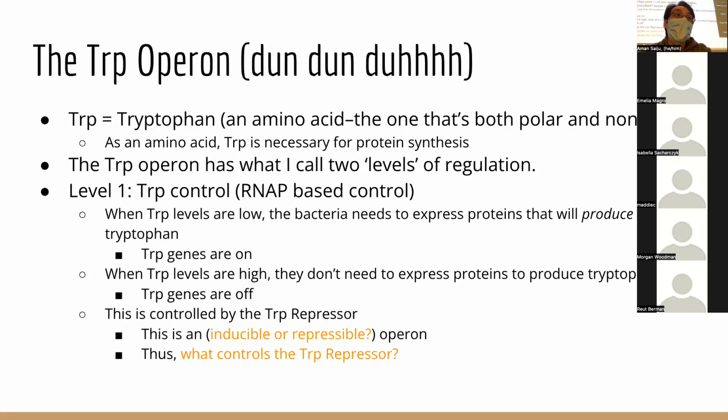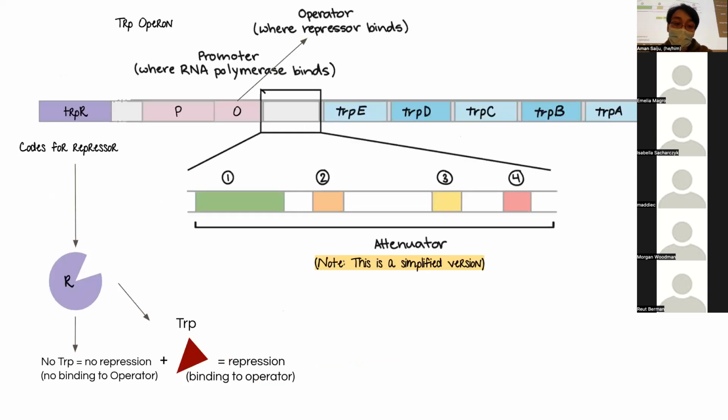When trp levels are high, right, there's two different regulations. There's attenuation and the repressor. So when trp levels are high, not only are the repressors bound to your promoter, but also attenuation occurs because the ribosome does not stall on the leader sequence. We'll get into the details of each scenario in a second.